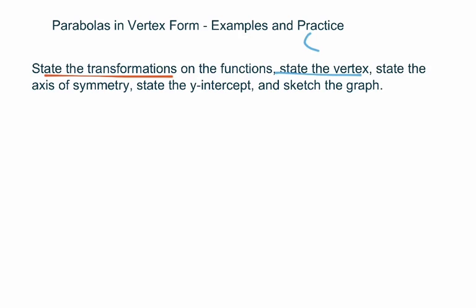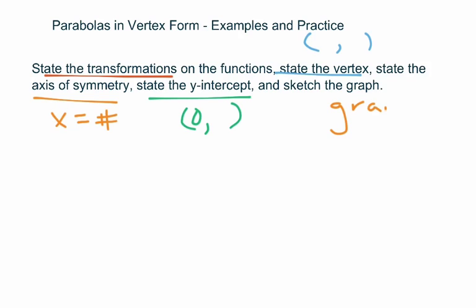State the vertex, that is going to be an ordered pair. State the axis of symmetry, that is going to be x equals some kind of number. The y-intercept is going to be an ordered pair with x as the 0, and then the graph is going to be an actual graph. So we've got 1, 2, 3, 4, 5 different things that we're being asked to produce.